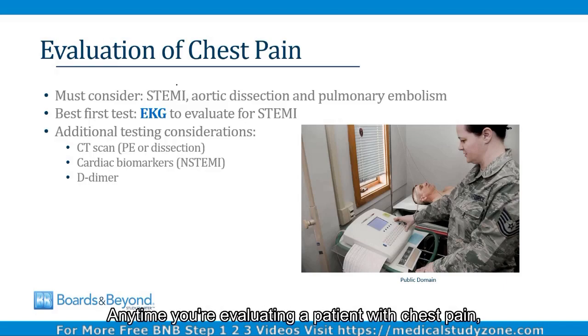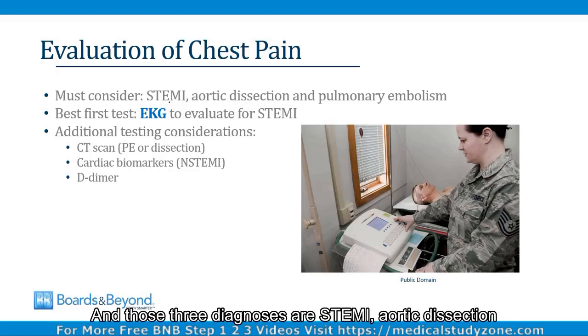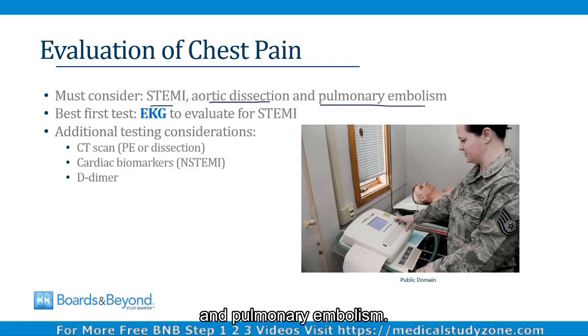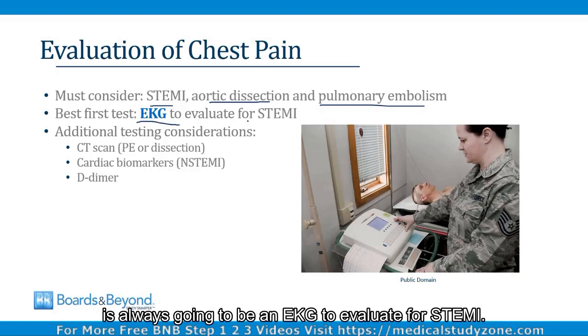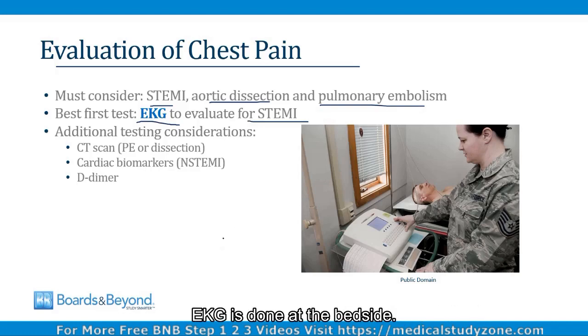Anytime you're evaluating a patient with chest pain, you have to consider the big three diagnoses that are life-threatening and that are associated with chest pain. And those three diagnoses are STEMI, aortic dissection, and pulmonary embolism. The best first test in a patient with chest pain is always going to be an EKG to evaluate for STEMI. EKG is done at the bedside.